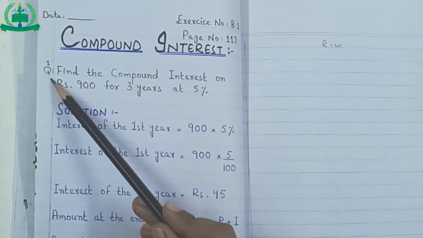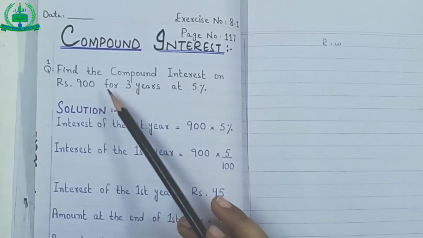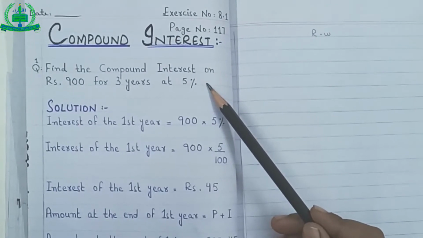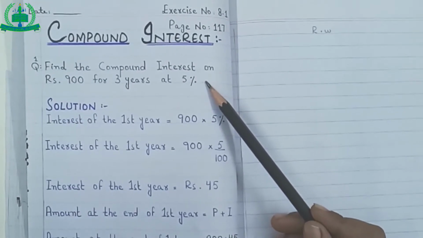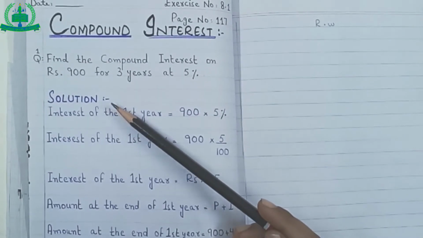Firstly, we write the question. Question number 1. Find the compound interest on rupees 900 for 3 years at 5%. We have to find compound interest on rupees 900 for 3 years at 5%. Give heading solution.